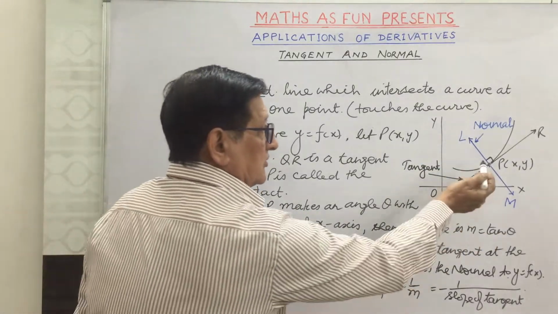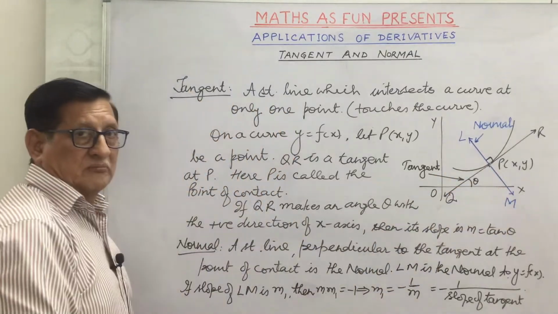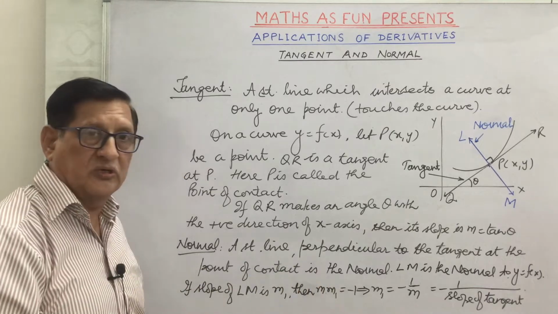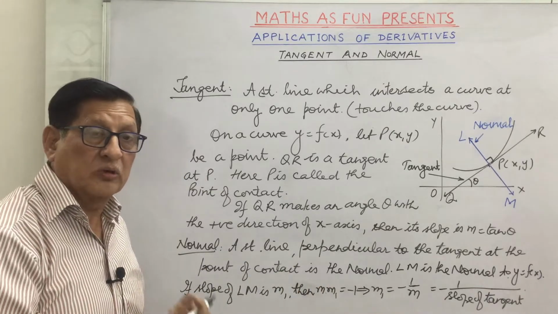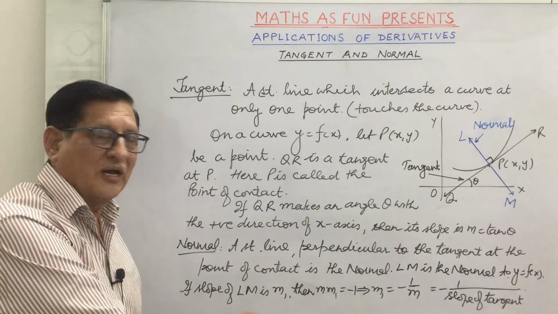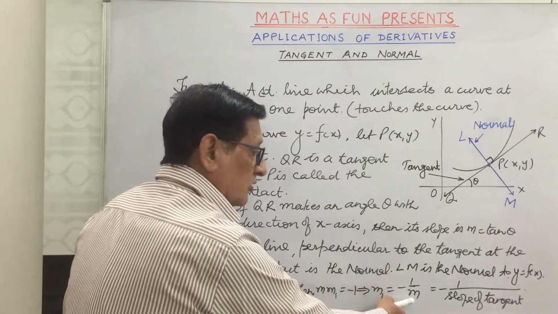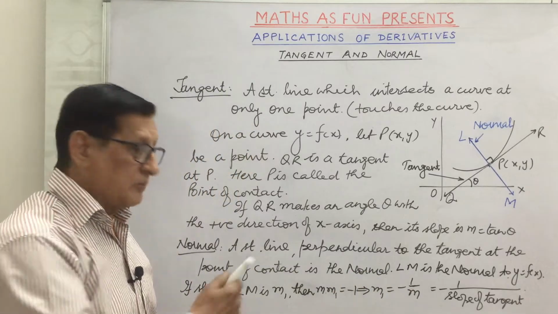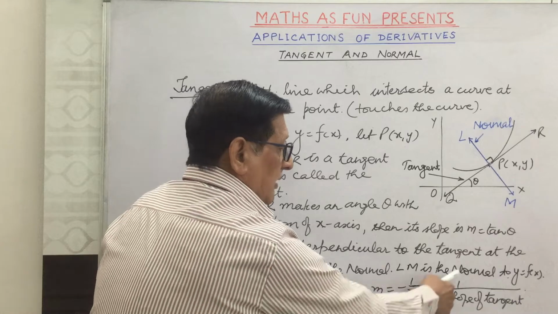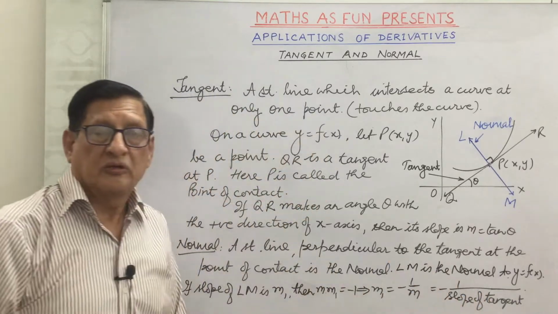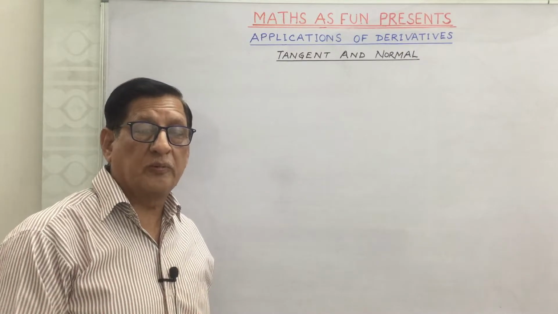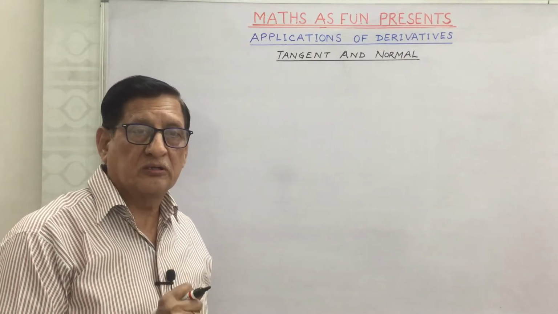Suppose the slope of LM is M1, then M into M1 is equal to -1, because we know that the product of the slopes of two perpendicular lines is -1, and hence M1 is equal to -1 upon M. It means we can find out the slope of the normal by the formula -1 upon slope of tangent. Let's learn now how to find out the slope of tangent to a curve.